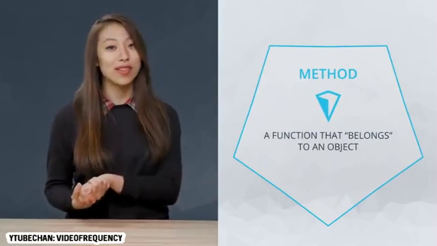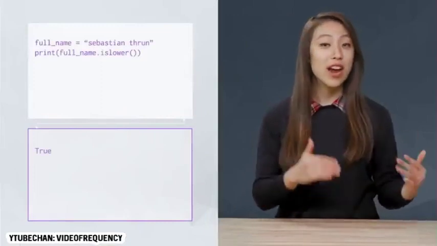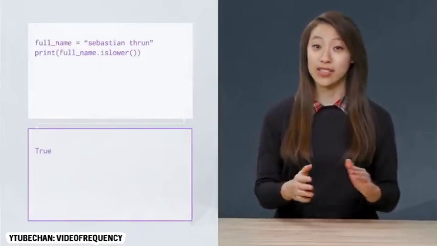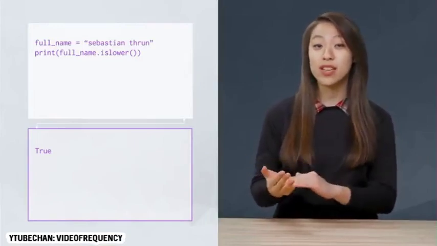Let's try another string method, isLower. The isLower method checks whether the characters in a string are lowercase. In this case, the string object is Sebastian Thrun.